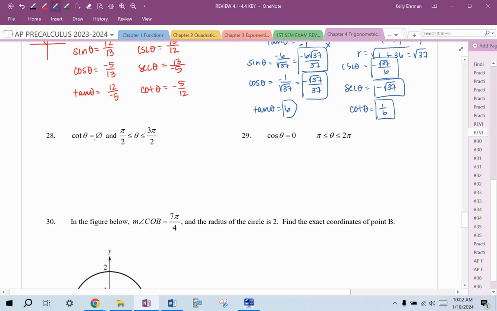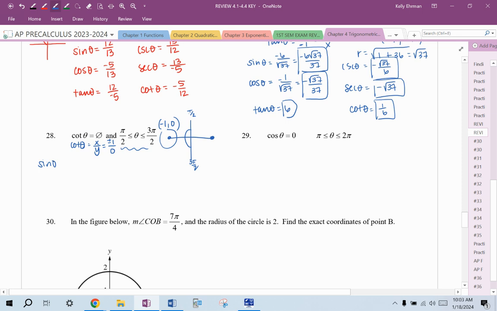Next one says cotangent theta is undefined. So remember, cotangent theta is x over y. So if this is undefined, it means that I know y is 0. I don't know if x is the plus or minus 1, though. So here's what I've got it narrowed down to so far. Y is 0 here and here. But then this stipulation says theta has to be between pi over 2 and 3 pi over 2. So that restricts you to the left side of the circle. So that's how I know that I'm on the left side, -1, 0. So I base everything off of this one point here.